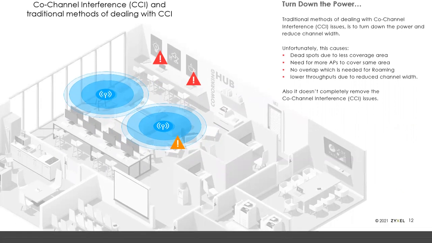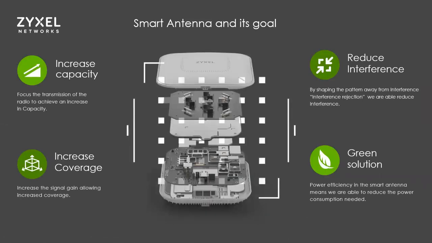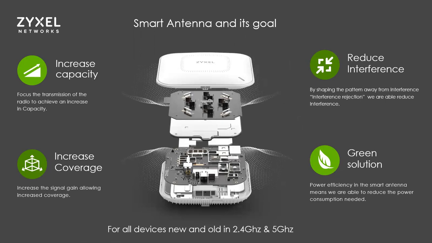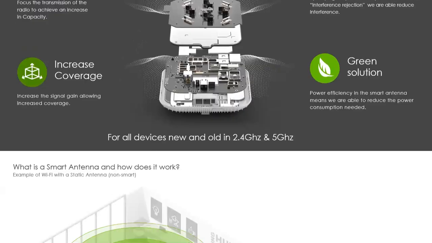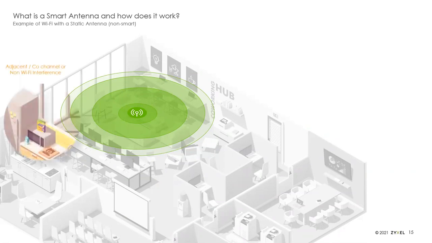So smart antenna is designed to help solve these issues with co-channel interference. It's designed to increase the number of APs you can have in one area, the number of users you can have in one area without them causing issues with each other, larger coverage areas, and the ability to reduce power consumption. So our smart antenna technologies, if an AP has smart antenna, it is on both the 2.4 and the 5 gigahertz radio.